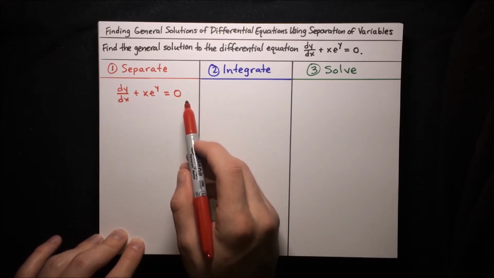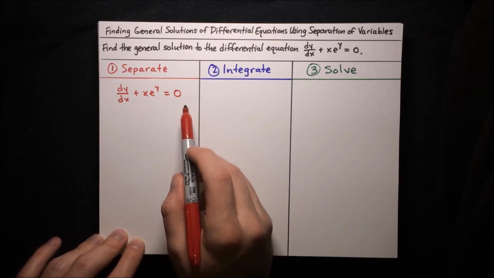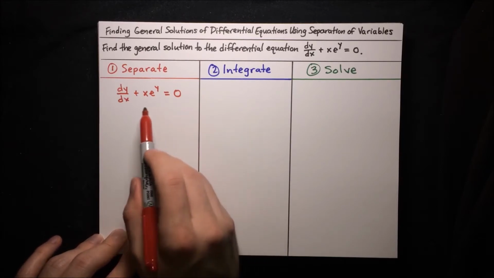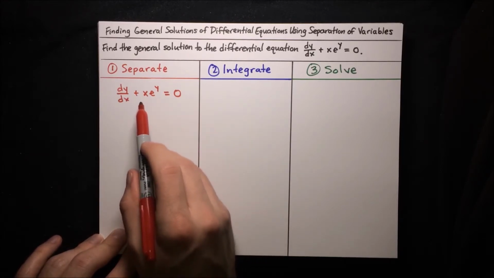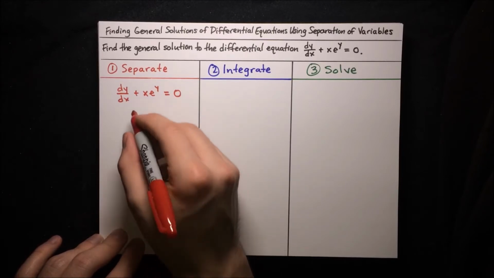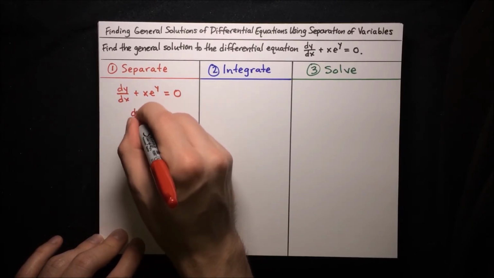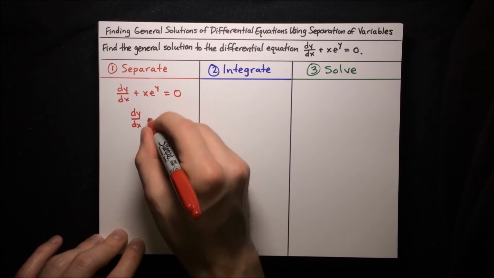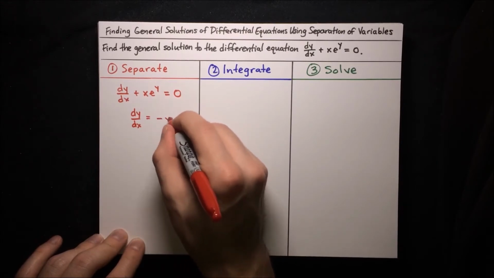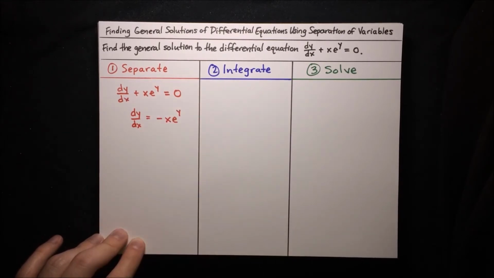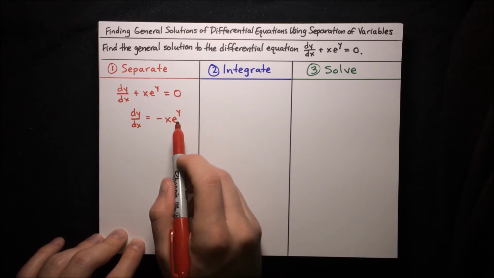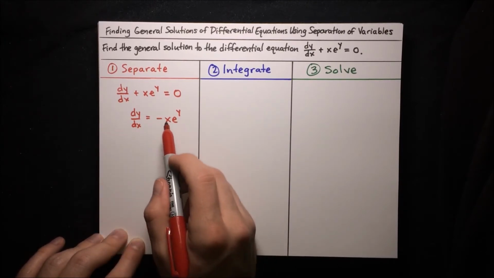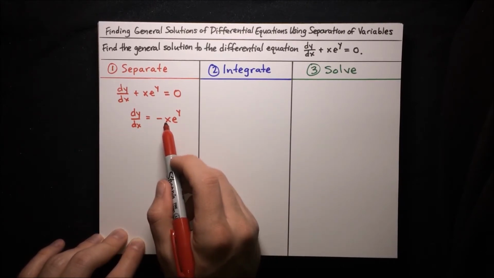So it's kind of like we want to separate the y and the x on different sides of the equal sign. The trick to doing that here is to first move this x e to the y to the other side, subtract it off, and then you get that dy/dx equals negative x e to the y. Now we'd like to get this e to the y to the left-hand side and keep this x on the right-hand side. And we can do that by dividing.